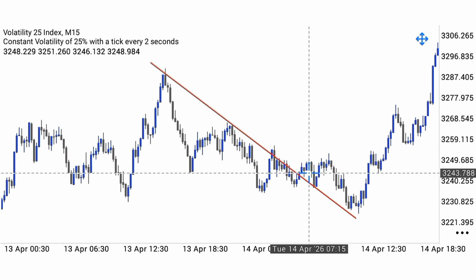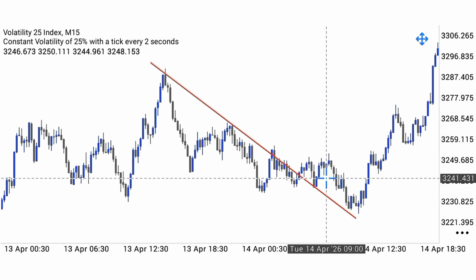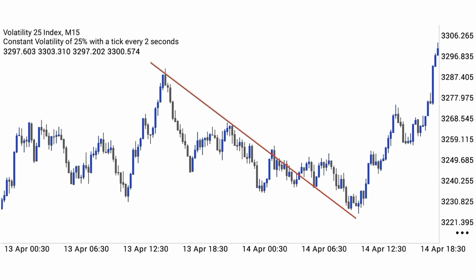So we are waiting for something else when it breaks out. And I'll be telling you guys very soon. So let us see another example of this on the chart.